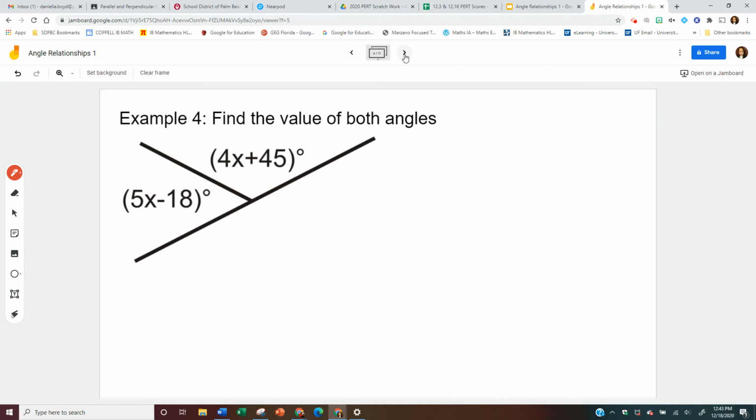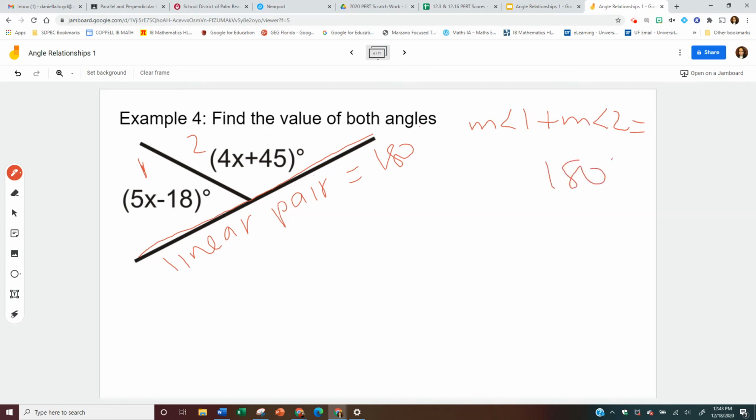Find the value of both angles. I'm also noticing the line right here. So, linear pair, which is the same as supplementary, which is 180 degrees. So that means that the first, I'm going to call this angle 1, and I'm going to call this angle 2. This means that the measure of angle 1 plus the measure of angle 2 is equal to 180 degrees.